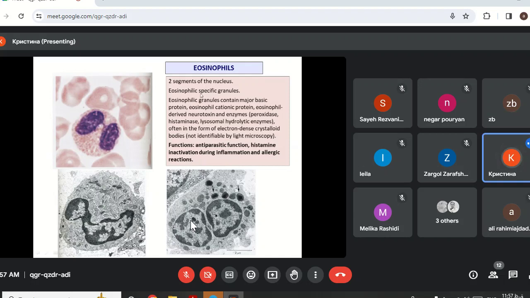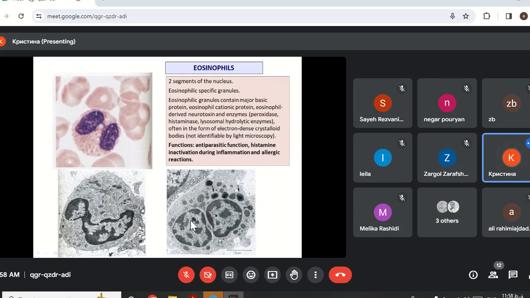So specific granules of eosinophils contain substances for these two functions, such as major basic protein, eosinophilic cationic protein, eosinophil-derived neurotoxin, peroxidase, and lysosomal hydrolytic enzymes. They are for the antiparasitic function. They destroy parasites. And histaminase breaks down histamine. This is for the second function, to inactivate histamine.